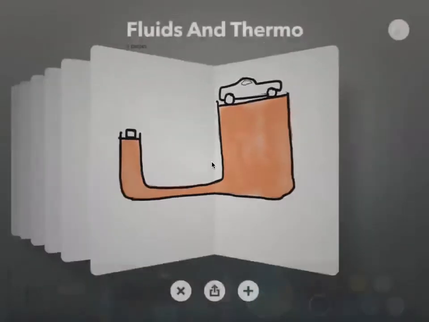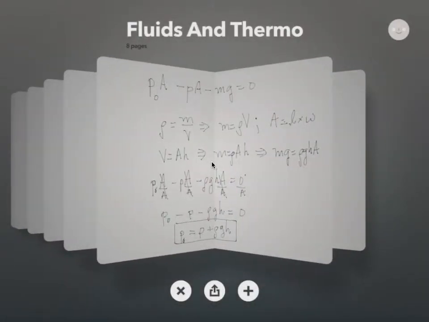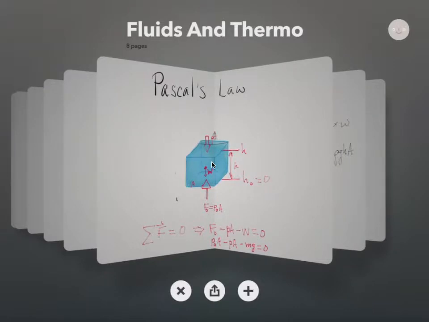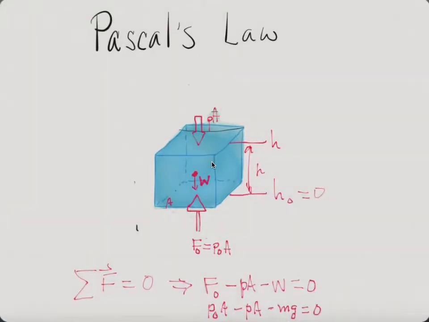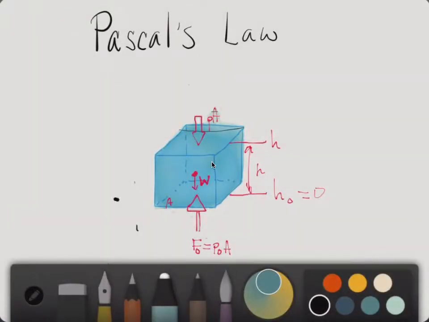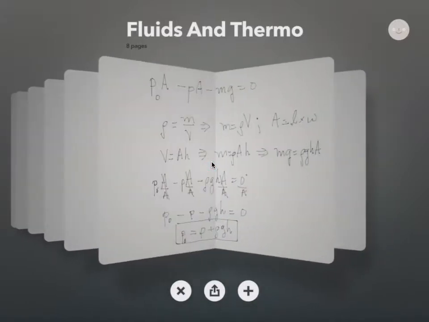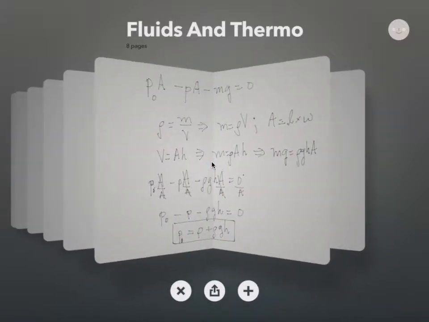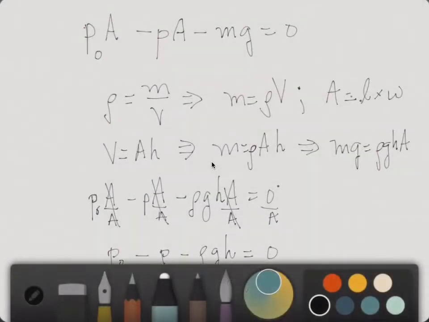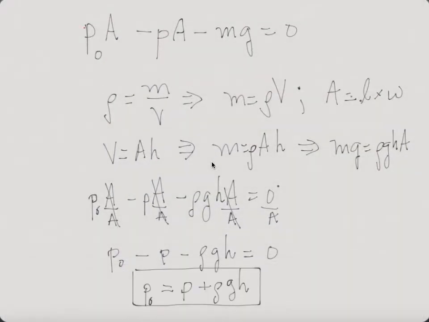We want to continue talking about Pascal's law. Last time we looked at Pascal's law in terms of this cube here, and we used Newton's first law: a body at rest tends to remain at rest unless acted upon by some external force. And we balanced out those forces, and we came up with this nice little equation down here. And it's the pressure at a given reference point in a fluid.